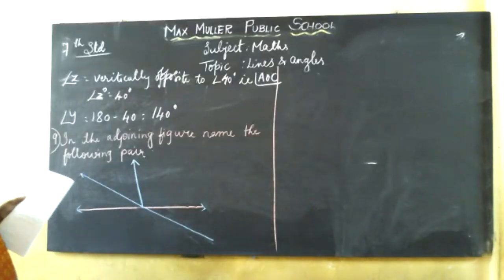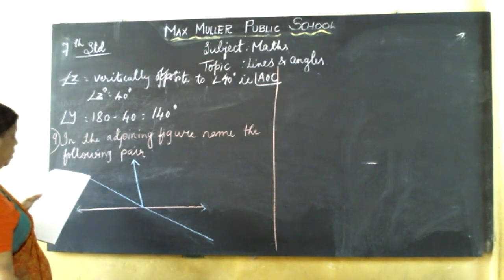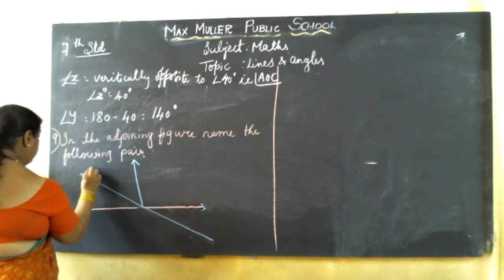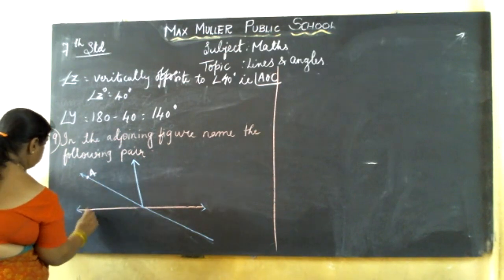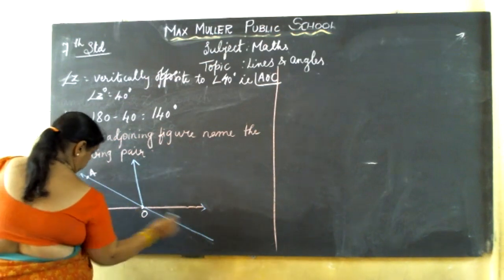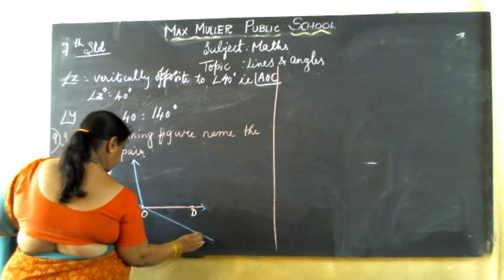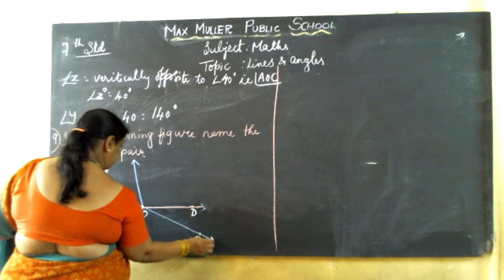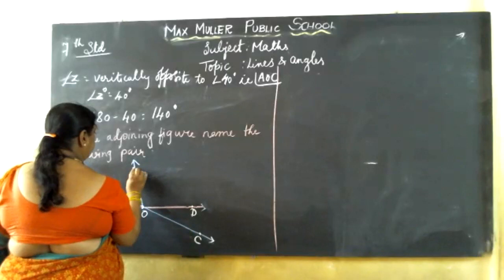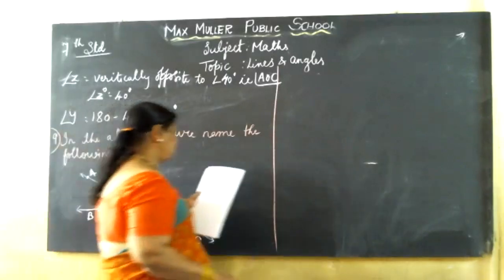Now naming AB. This is A. This is B. This is O. B, D. Then A, C. Okay, then comes here E. We have to name one by one.